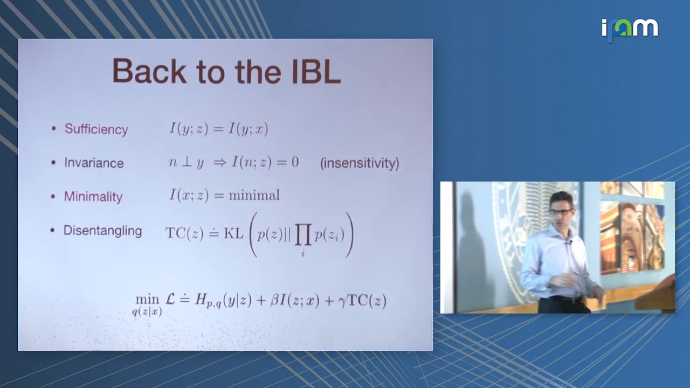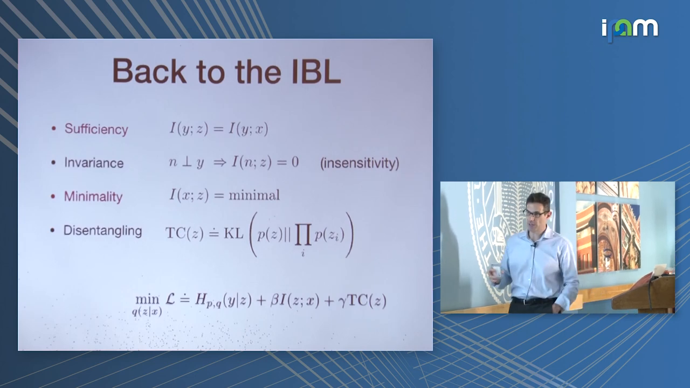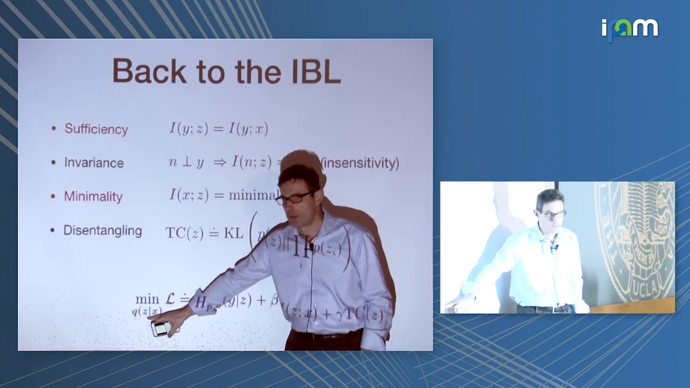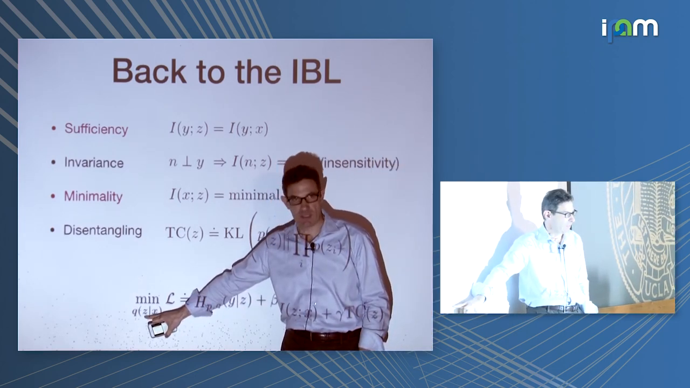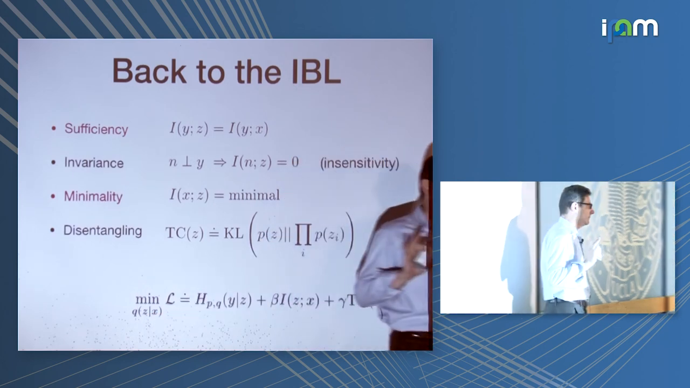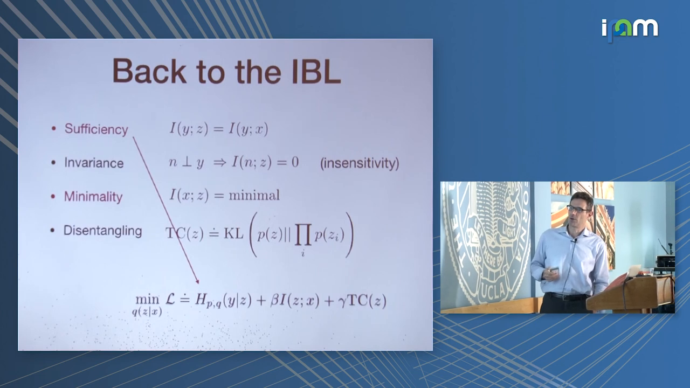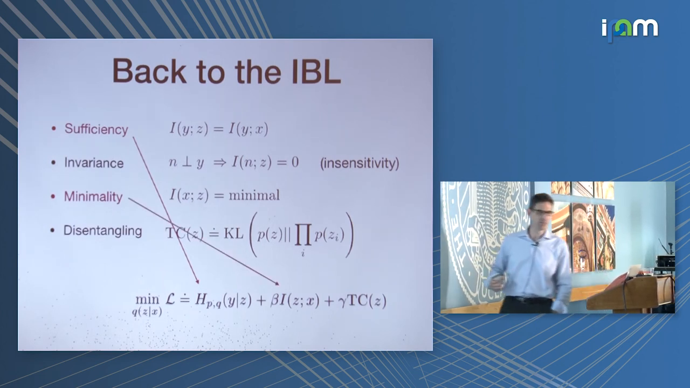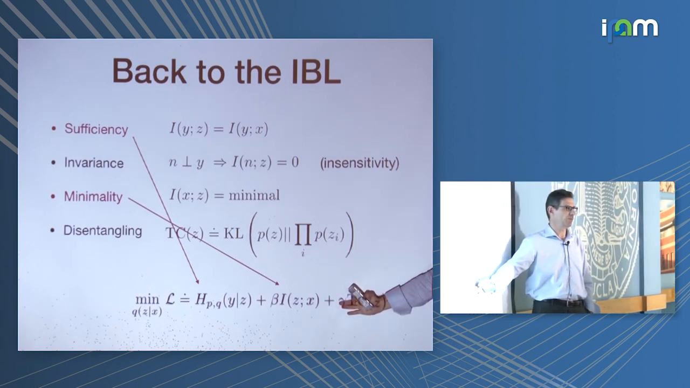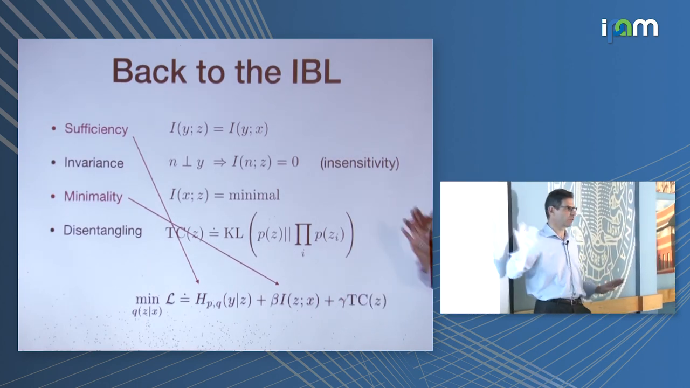Okay? So if you could solve this big variational problem with respect to all possible probability laws of Z, of representations, given the data, then you'll be in business. Okay? So now, let me focus on two properties, sufficiency and minimality. Let me forget about independence for now. Okay? Let's just focus on these two.